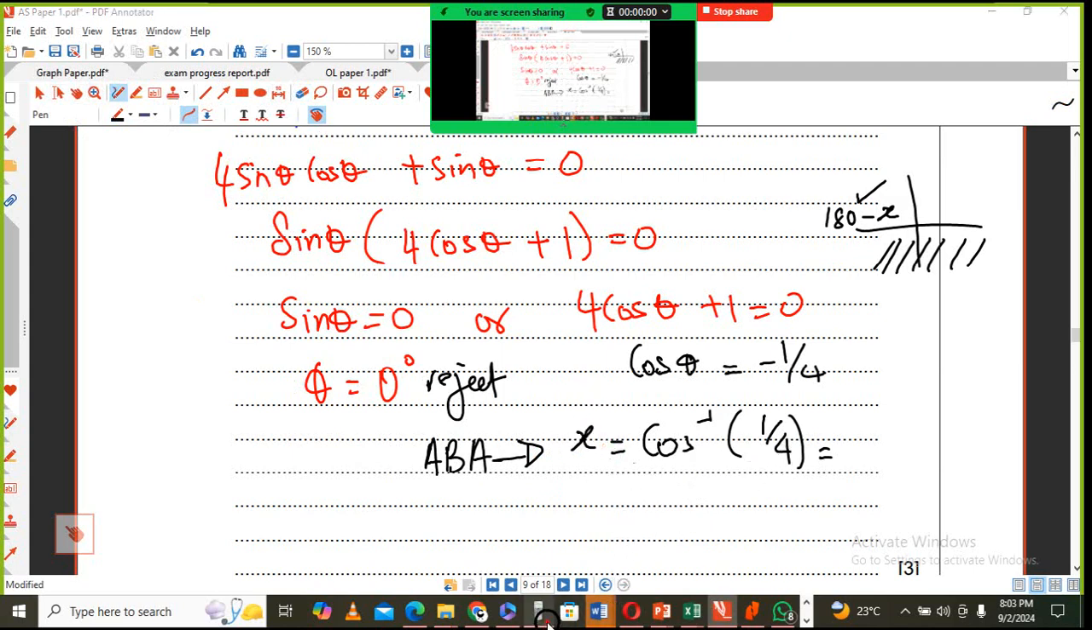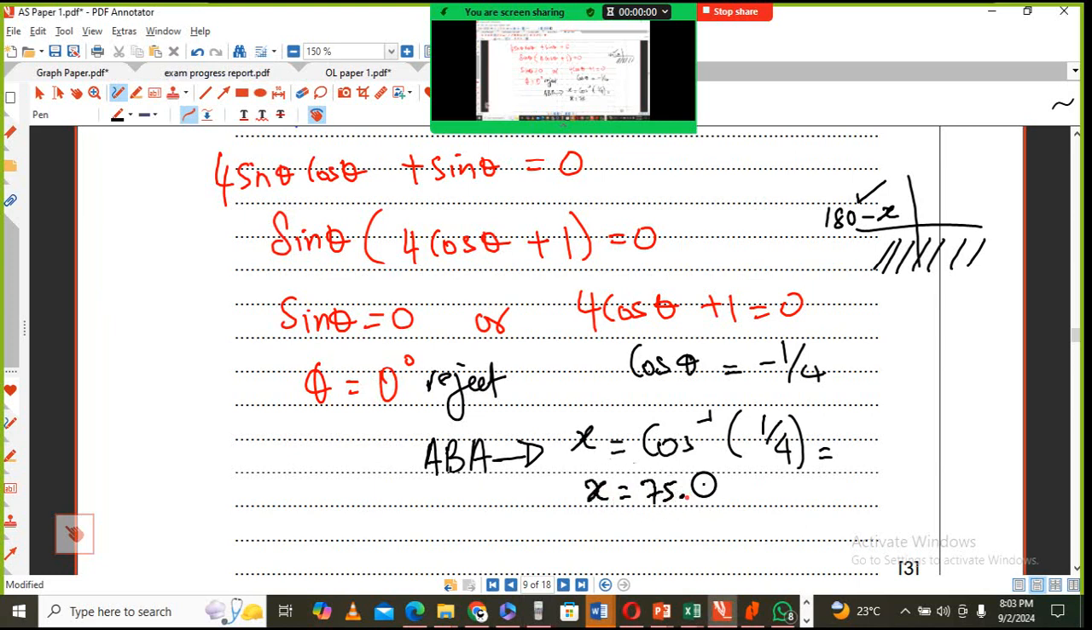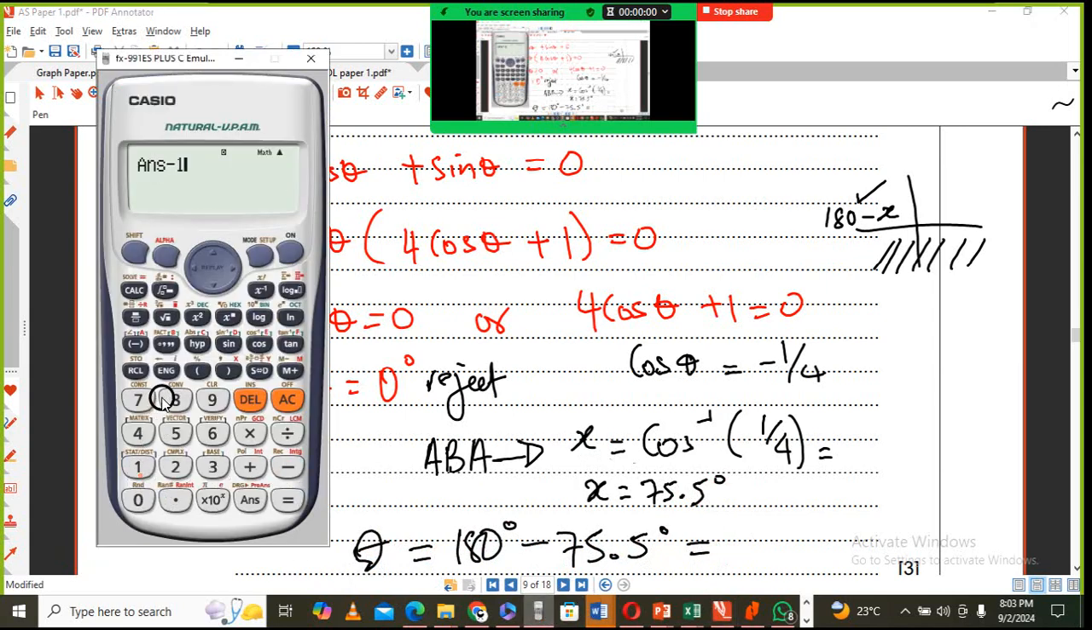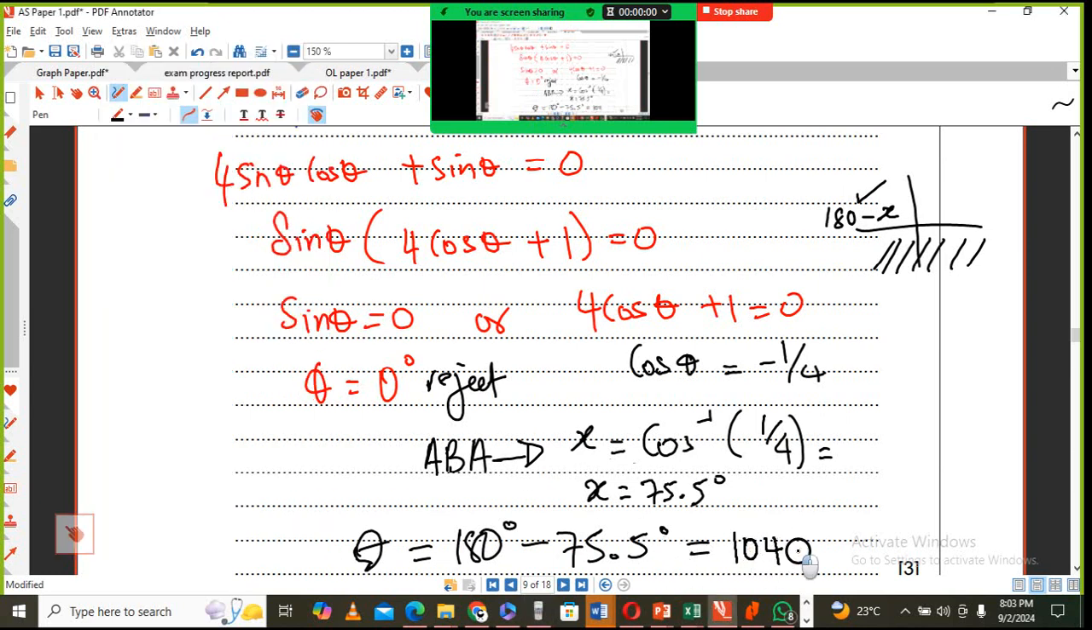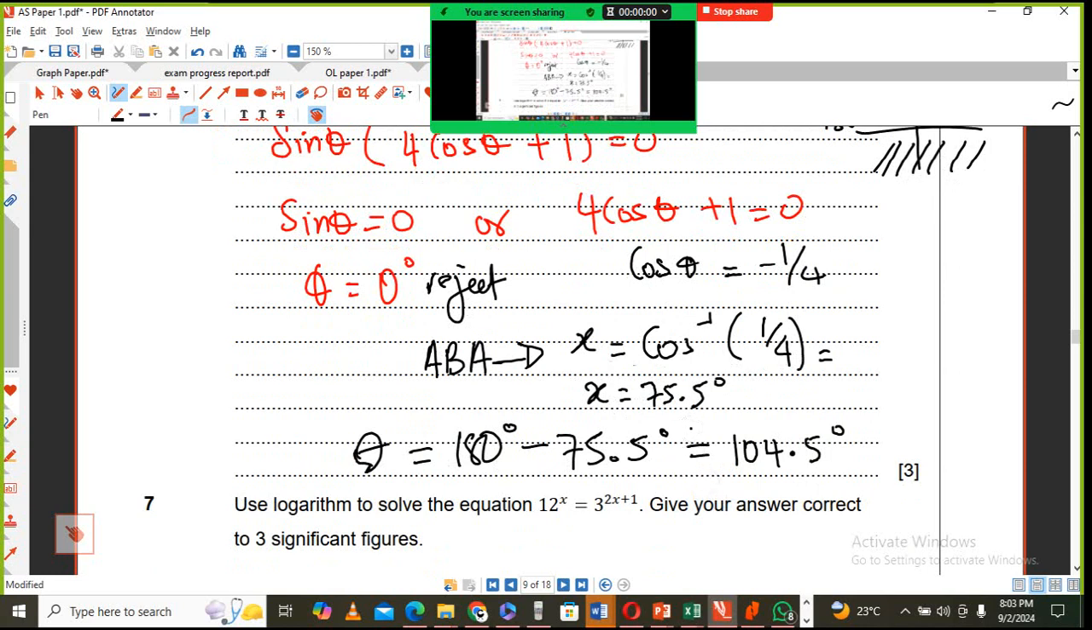So what do you get on the calculator? Make sure your calculator is in degree mode. You get 75.5. But our theta is 180 minus 75.5. You agree? Which means 104.5. Did we get this? Good.